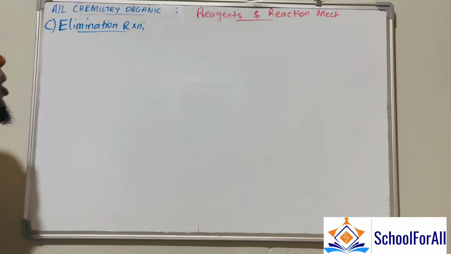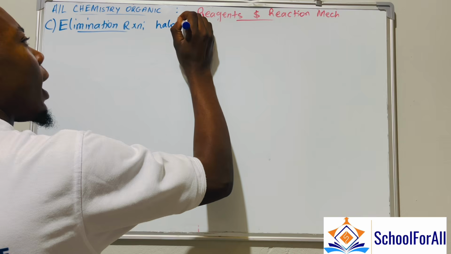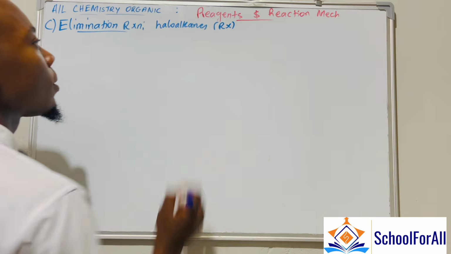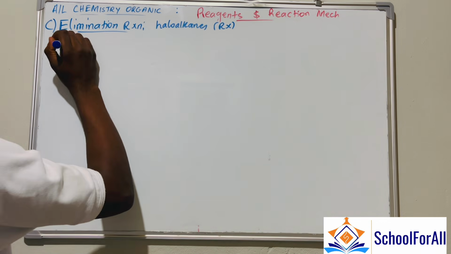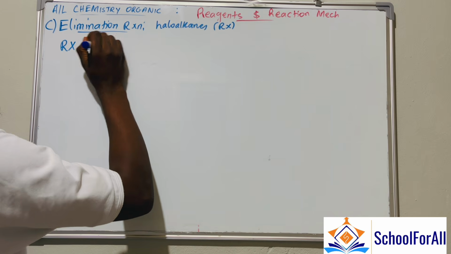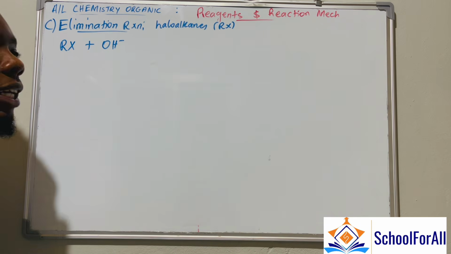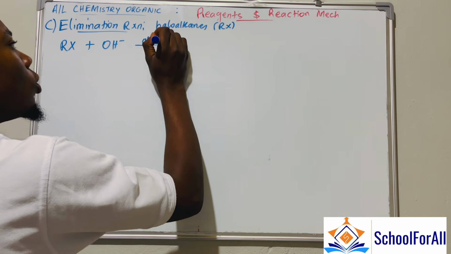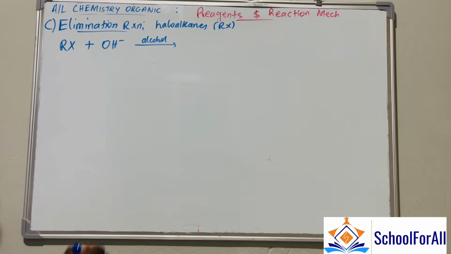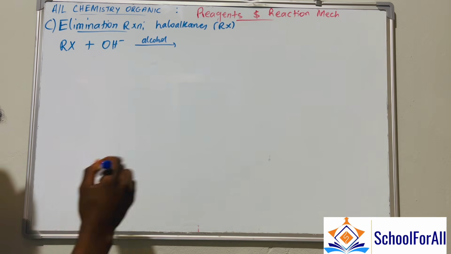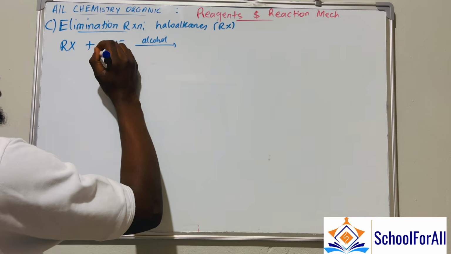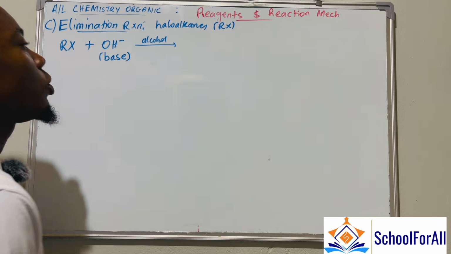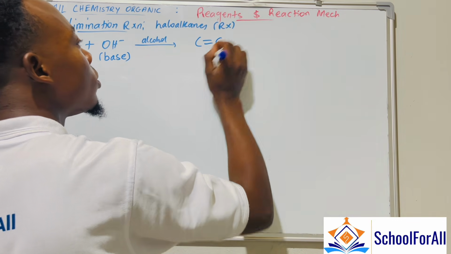So what happens is that it still occurs for haloalkanes, which are RX. So what happens to your haloalkane? When I have an RX and I have an OH minus, just like in the nucleophilic substitution reaction, but when I place an alcohol, this OH minus does not function like a nucleophile again. It now functions like a base, and I'm going to create a double bond somewhere.